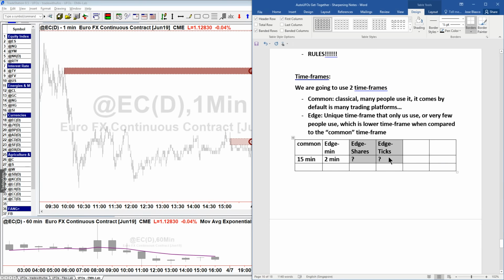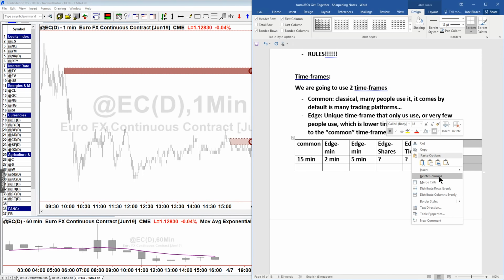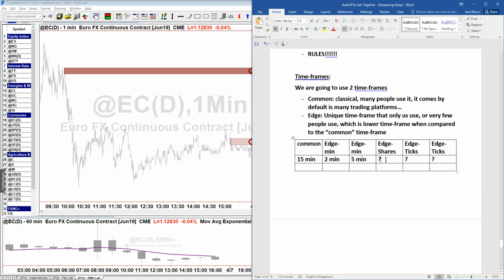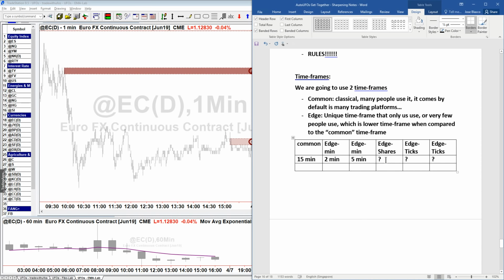Now, what if you don't have the 2-minute time frame in your platform? Then what you will want to do is use the 5-minute. The 5 is normally the smallest time frame you find in most platforms. Actually, the smallest that most platforms have is the 1, but I already made a comment about the 1. So if you don't have the 2, then you go for the 5, and that's it.